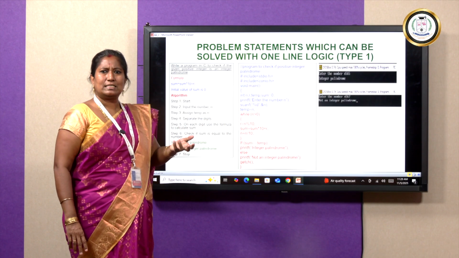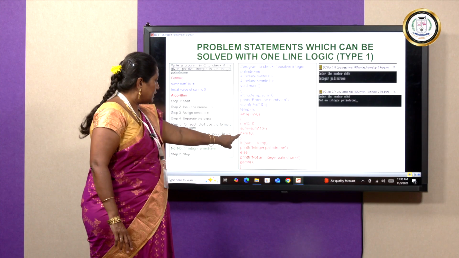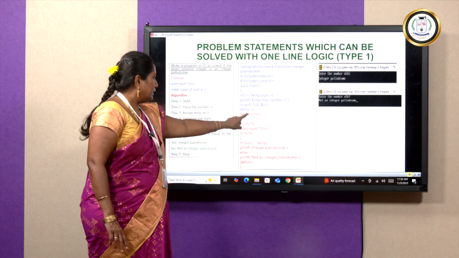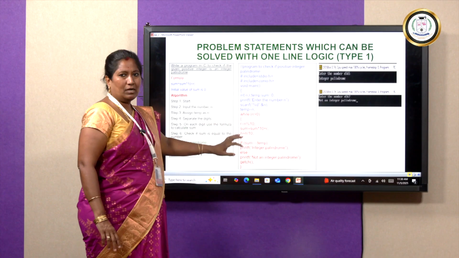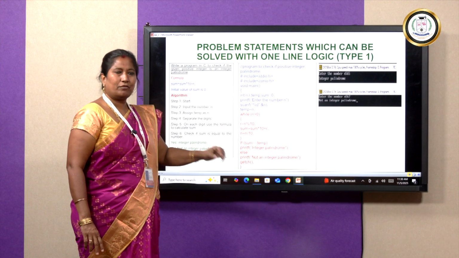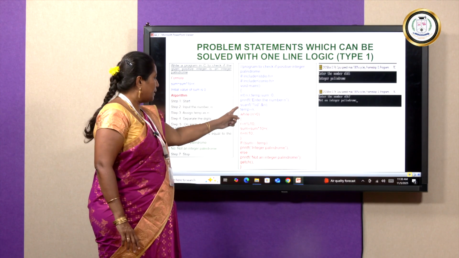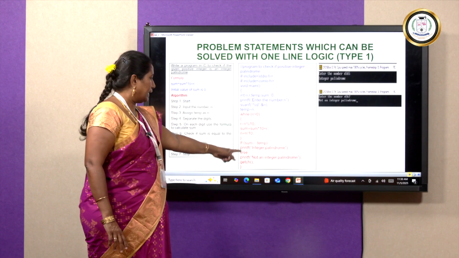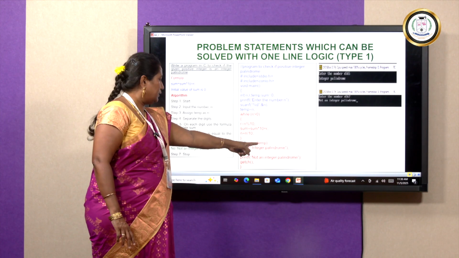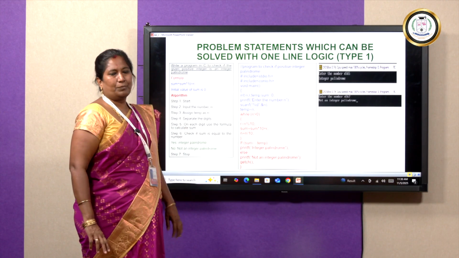You should ask me a question: why, ma'am, unnecessarily are you keeping the value of n over here? Because in my logic, I am changing the value of n. Initially, n was 567. I am not denying it. Later, I am changing n to 56, then n to 5, right? So we want the original number. I am keeping a copy of the original number in temp, and finally I am checking. If sum is equal to temp, then it is an integer palindrome. If not, it is not a palindrome.